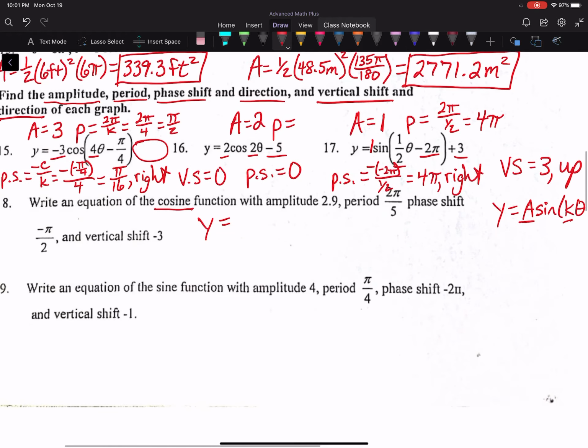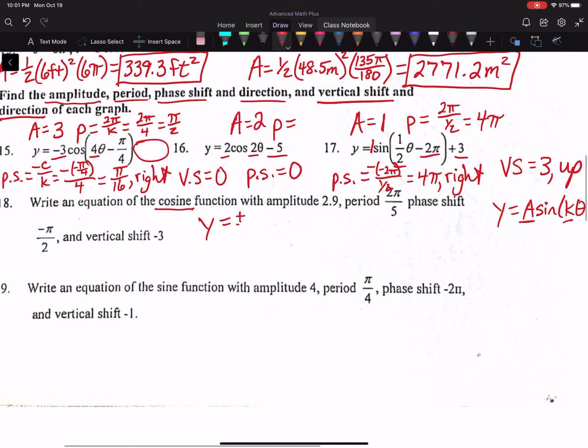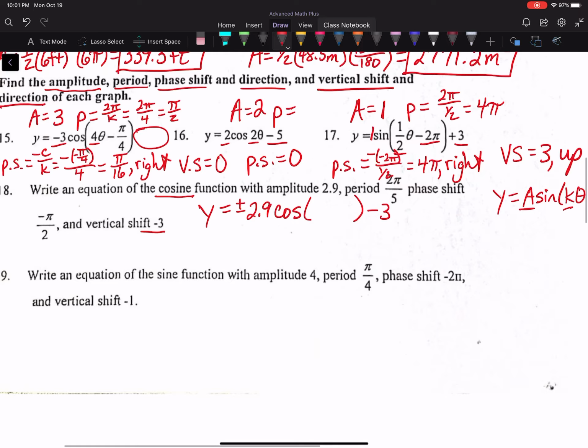So a is 2.9, but we don't know if it's positive or negative, so we're going to put plus or minus 2.9 cosine of something, and then I know my vertical shift is -3, so I know on the end it's going to be -3. I've got to figure out what goes in the parentheses. So let's find k first.